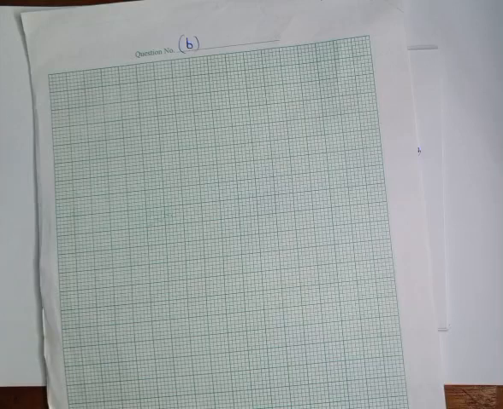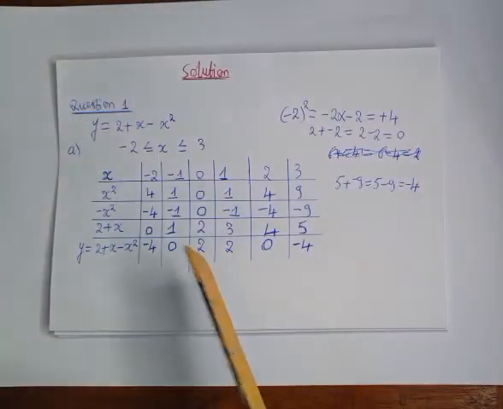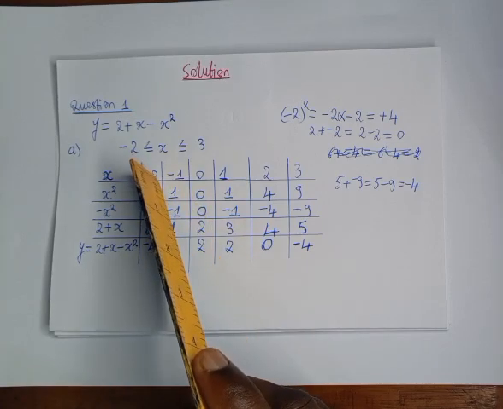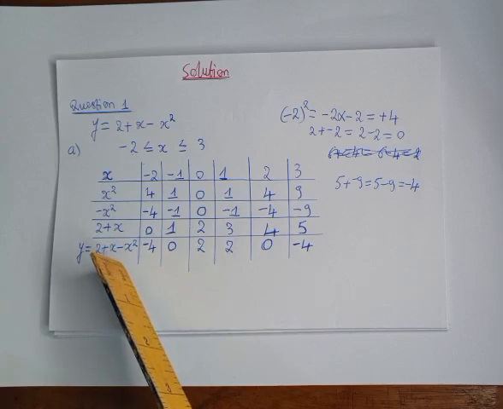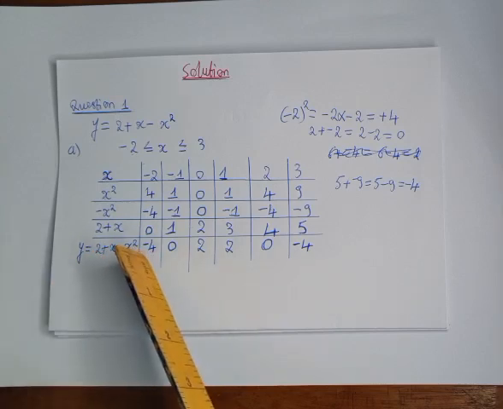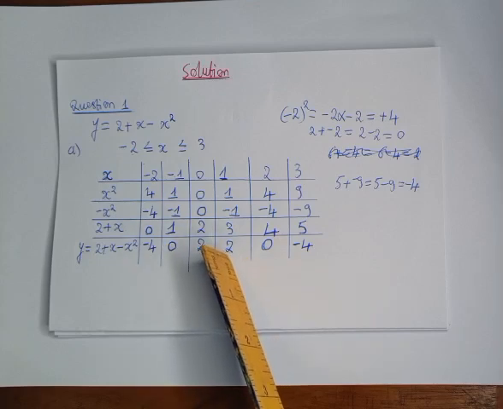It says by taking 2 centimeters for 1 unit on both axes, draw the graph of y equal to f of x. First, let's look at the values of x and y. The minimum value of x is negative 2. The maximum is 3. The minimum value of y is negative 4. And the maximum value of y is 2.